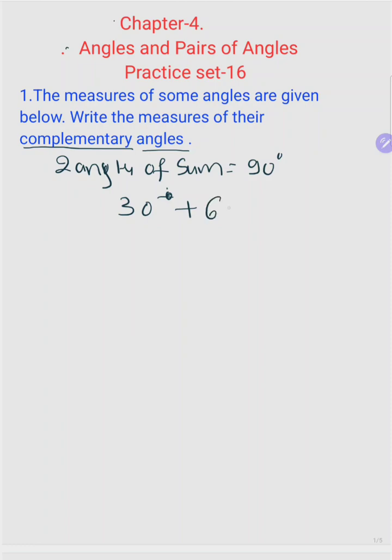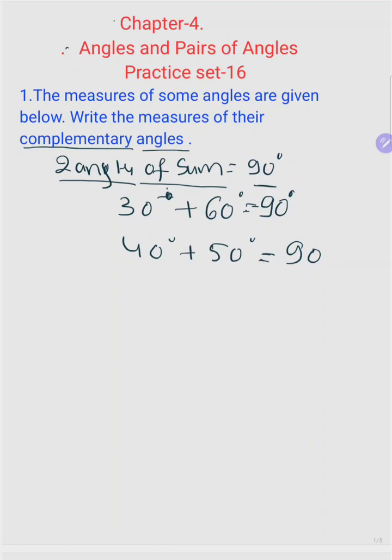30 degree plus 60 degree, how much is the angle? 90 degree. And 40 degree plus 50 degree, how much is the angle? 90 degree. Total, the two angles have a sum equal to 90 degrees. Here there are two angles, and their sum is how much? It is 90 degrees. This is the complementary angle.